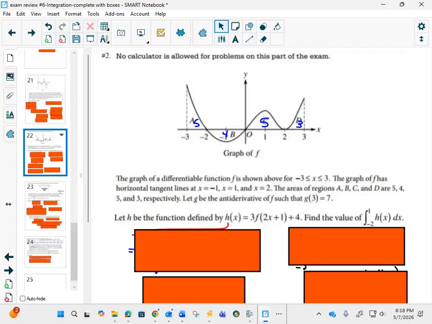Okay. Well, g is the antiderivative of f, such that g of 3 is 7. Let h be the function defined by h of x equals 3 f of 2x plus 1, plus 4. Does that look extra complicated? It's a long equation. And we need to find the integral from negative 2 to 1 of h of x.